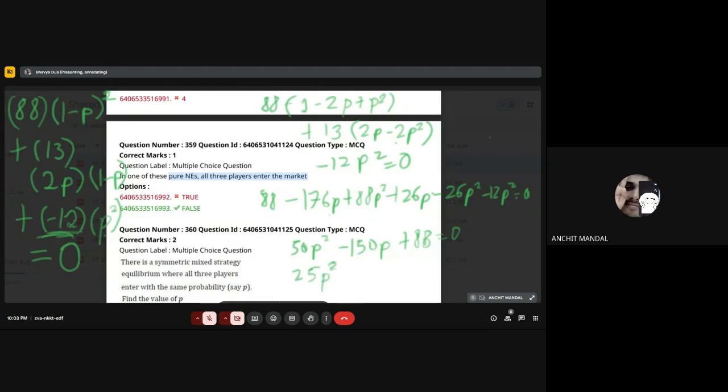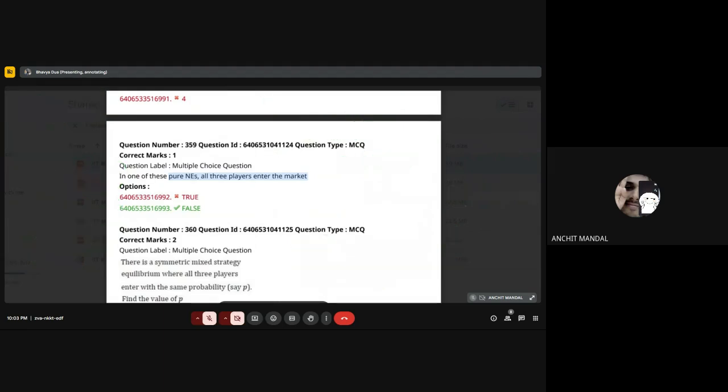So we get this final equation, which is 25p squared minus 75p plus 44 is equal to 0. Now I know the roots of a quadratic equation are given by minus b plus minus the root of b squared minus 4ac, divided by 2a.